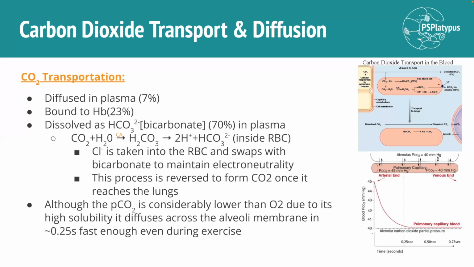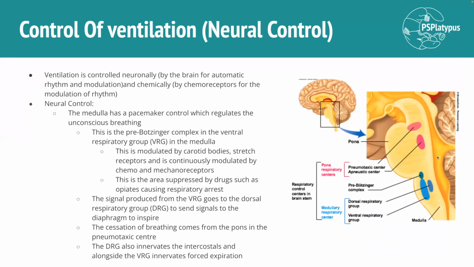Next, we'll talk about the control of ventilation, or the rate and rhythm that we breathe at. So normally we have a respiratory rate of about 17 to 19, and basically this is controlled. We don't do it consciously, therefore something in our brain must control it unconsciously or automatically, and that is found in the neurons in the VRG, or our ventral respiratory group, and this is part of the pre-Botzinger complex found in our medulla.